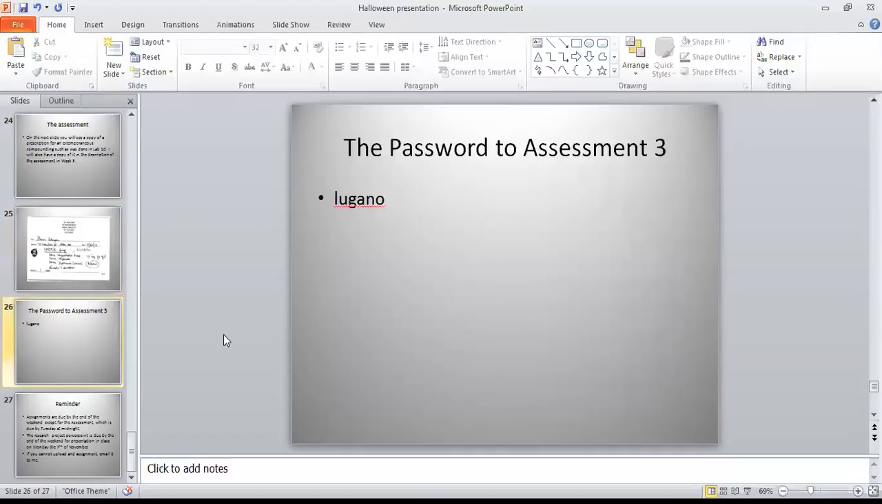The password for this assessment is Lugano, L-U-G-A-N-O. So that's what you need to enter in order to get to the assessment. So I'll give you a second to write that down if you want to.